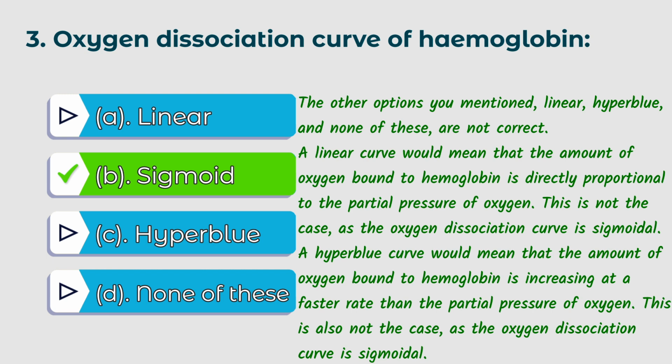The other options you mentioned, linear, hyperbola, and none of these, are not correct. A linear curve would mean that the amount of oxygen bound to hemoglobin is directly proportional to the partial pressure of oxygen. This is not the case as the oxygen dissociation curve is sigmoidal. A hyperbola curve would mean that the amount of oxygen bound to hemoglobin is increasing at a faster rate than the partial pressure of oxygen. This is also not the case as the oxygen dissociation curve is sigmoidal.